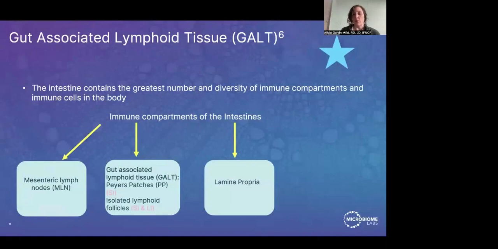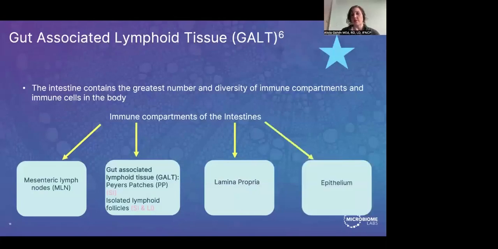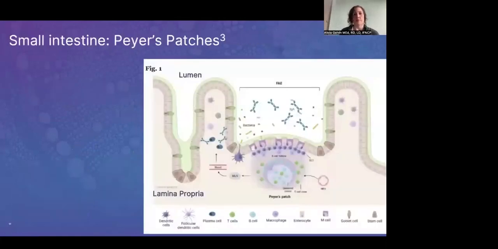We have the lamina propria, which is an area of the intestines. And then we have, of course, the epithelium, as we've talked about, which provides that barrier. So when we talk about just the immune system within the GI tract, it's not just the GALT, it's all of these things coming together to help with that immune regulation.